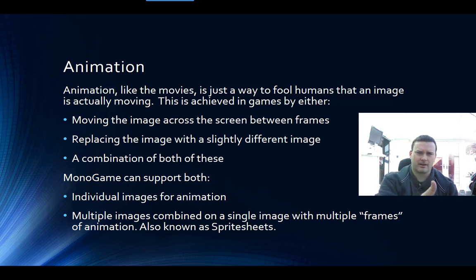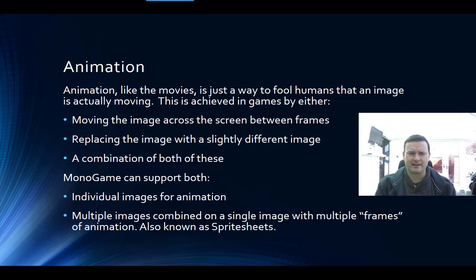All you're doing is saying, right, draw it here, draw it here, draw it here, draw it here, and then you're fooling the brain to think it's actually animating across the screen. And there's several different ways you can do this. And some of the frameworks and engines, and we'll cover this in the next session, provide frameworks to do this. All you're really doing is saying, here's an image, or here's a group of images, and I want you to do this.